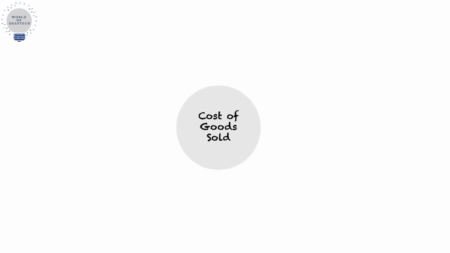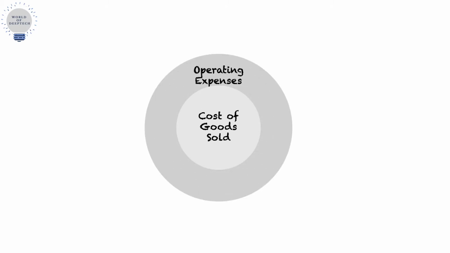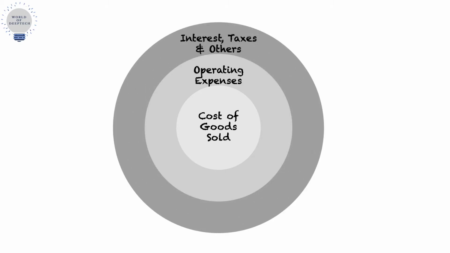If we look at the costs within the company, the first one is cost of goods sold. This is the direct cost attributable to the product and its delivery. The next layer of costs are operating expenses that include sales and general administration, R&D costs if they are expensed, depreciation of capital assets, and any other costs that are incurred during routine operation of the firm. The next layer includes interest on debt, taxes, and any one-off expenses incurred by the company.